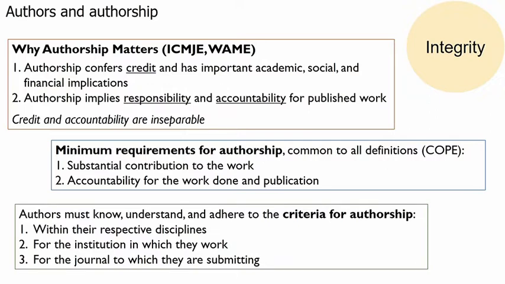Many different organizations and journals have different requirements for authorship. The minimum one that's common to all of scholarly work is a substantial contribution to the work and accountability for the work that was done. Very simple. Authors on a manuscript need to know the criteria for authorship within their particular discipline.